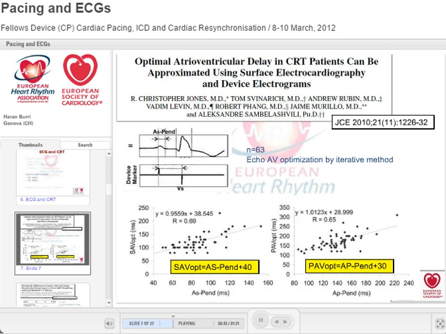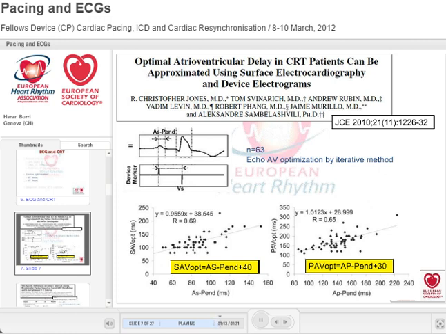So look at the ECG, look at the P wave duration. And there's this nice study that actually was able to predict the optimal AV delay by measuring the P wave duration. And what they found was that there was a nice correlation between the AS to P wave end duration and the optimal AV interval optimized by the iterative method. So, in fact, the formula that comes out is that if you add 40 milliseconds to the end of the P wave duration, you're pretty likely to have the optimal AV interval.